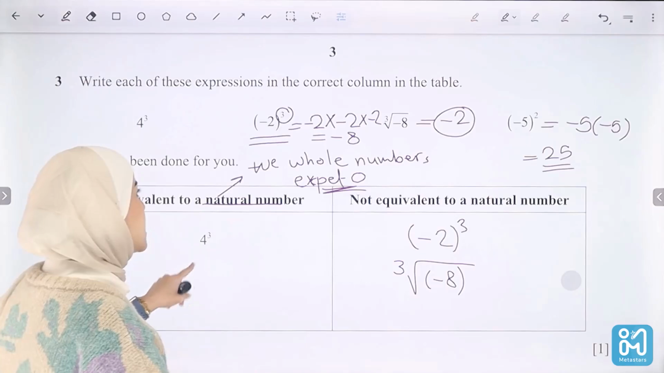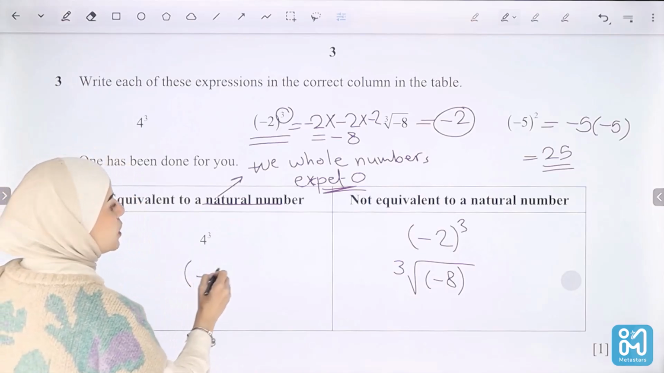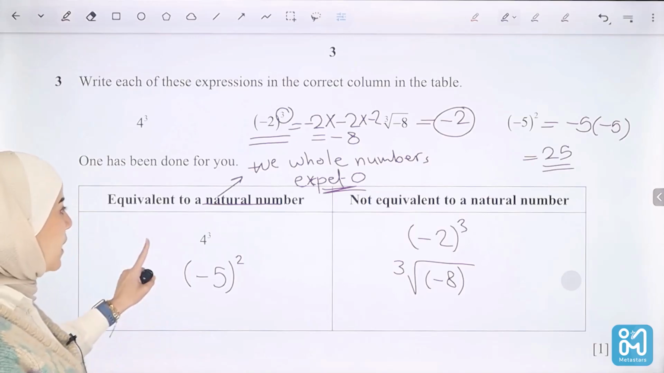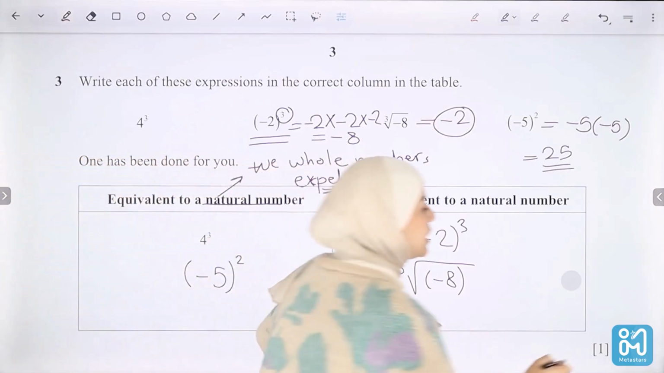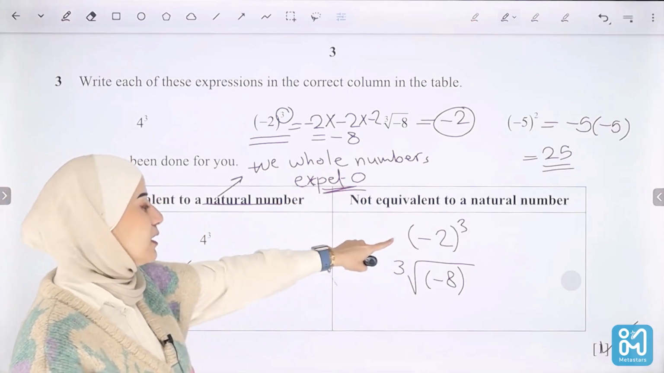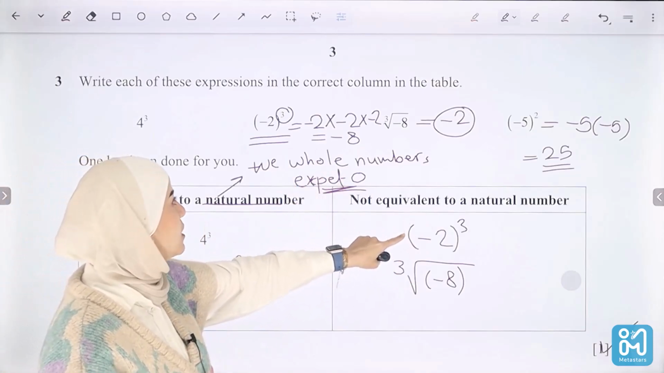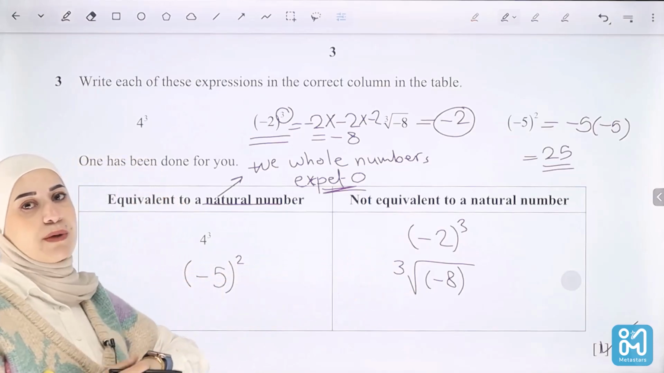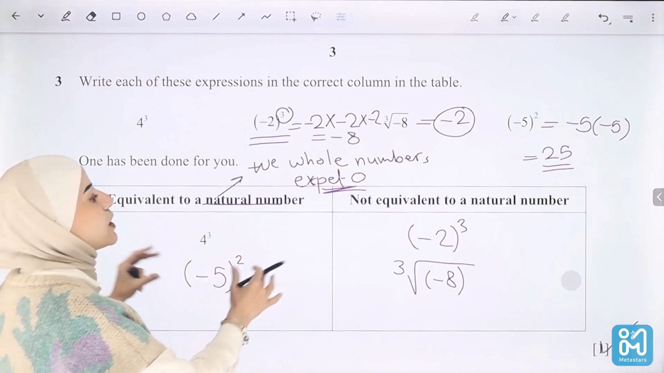Okay, so definitely it's equivalent to what? To a natural number. So negative 5 to the second power. Okay, by the way, all three should be correct for the mark. You can write the answer to each one. I mean, you can write here negative 8, here negative 2, and here 25. The answers will be considered correct if they are in the correct place.